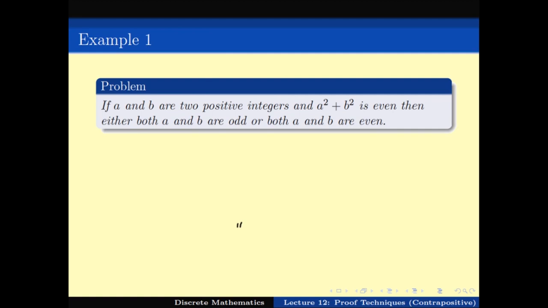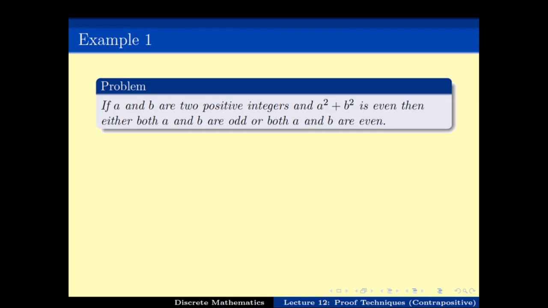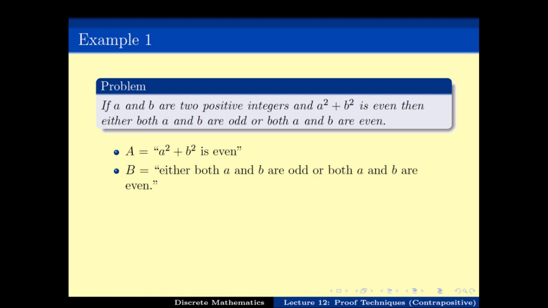Here is the first example. It says that if A and B are two positive integers and A square plus B square is even, then either both A and B are odd or both A and B are even. Now, let's try to split this up into that A, B, C, D formula. So A is: A square plus B square is even. B is: either both A and B are odd, or both A and B are even.